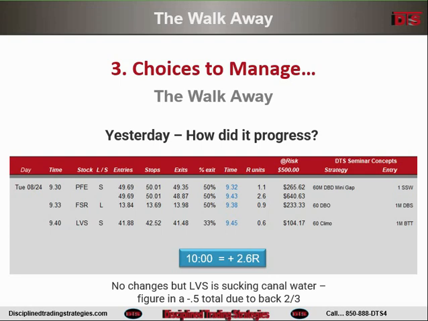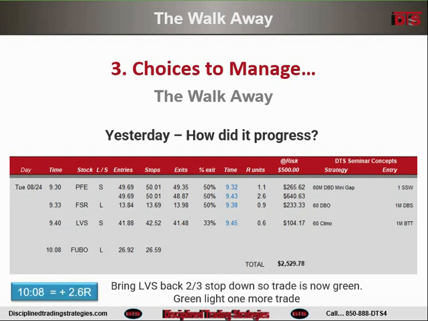I started looking around, and I actually didn't find this one. I had a couple things in mind. Somebody in the room, it was on my list. I think it was on my list. Yeah, it was because I had a chart up that said Fubo. Fubo was just what I wanted. It was perfect. So at 10:08, I get into Fubo.